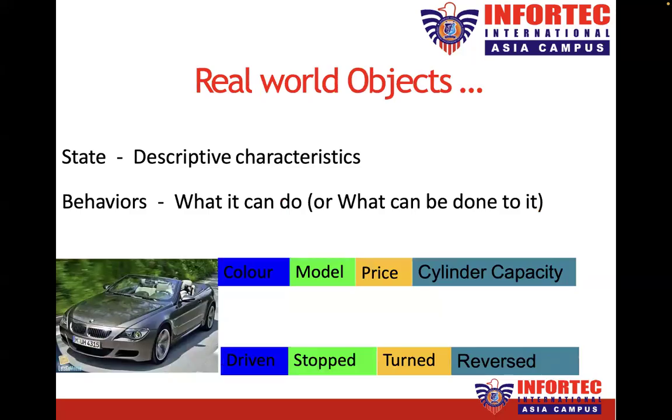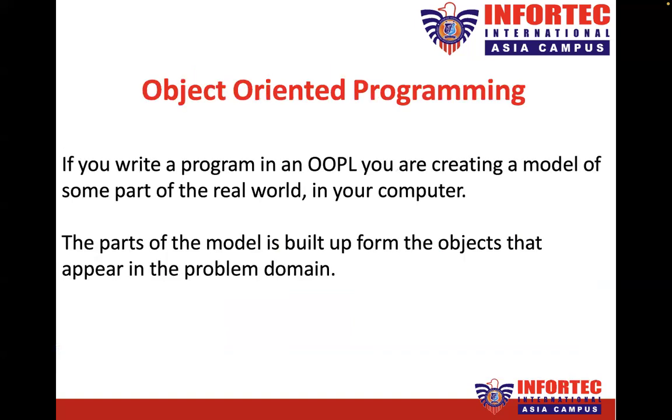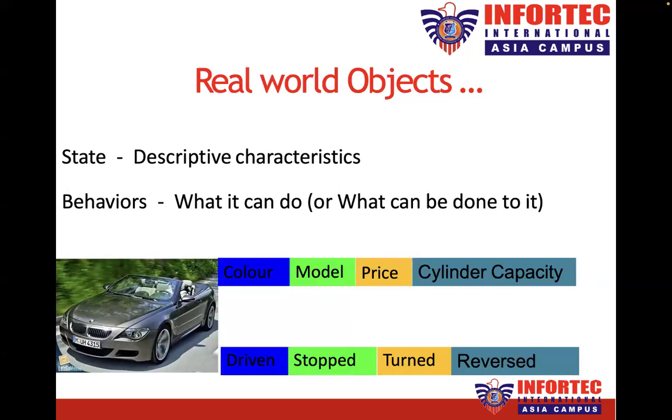Let's take the second example. It is a car. Car is also an object because a car has a state and a behavior. Under the state of a car, we can take the color, model, price, and cylinder capacity. If we have 10 cars, we can collect data under each and every car. And these are the things a car usually does: driven, stop, turn, and reversed. That is how we pick objects from the real world environment.